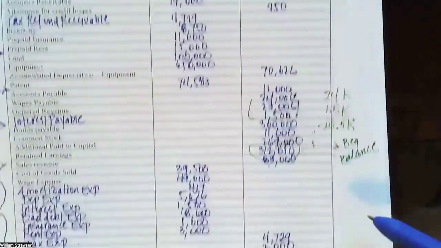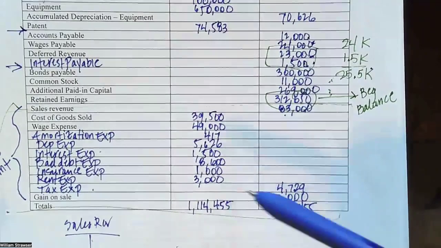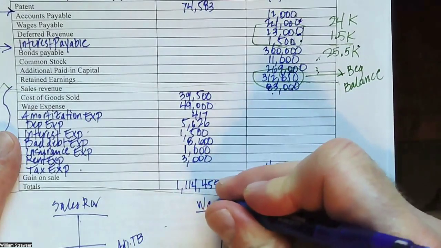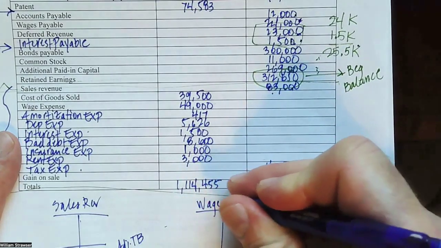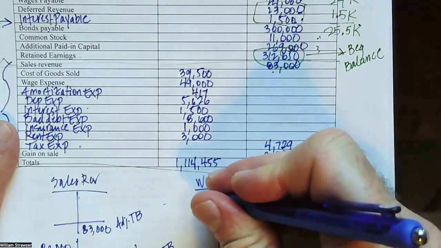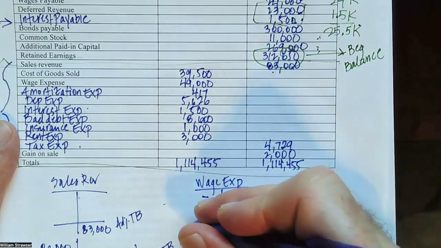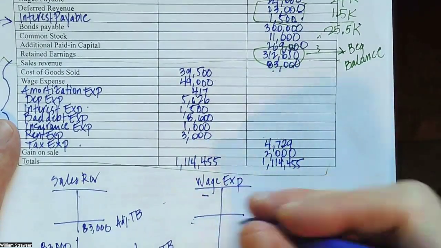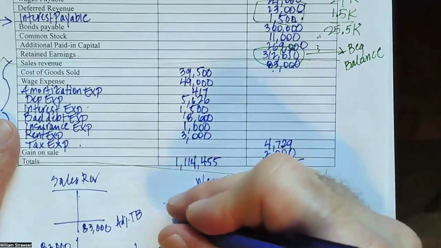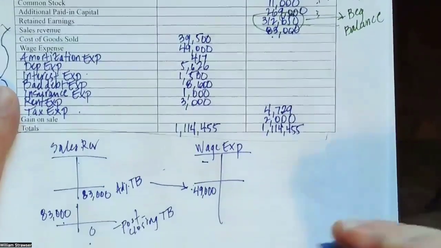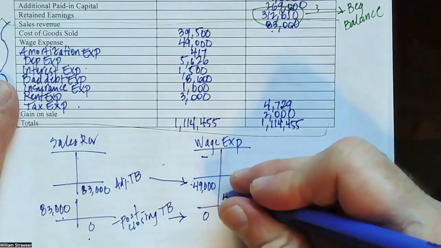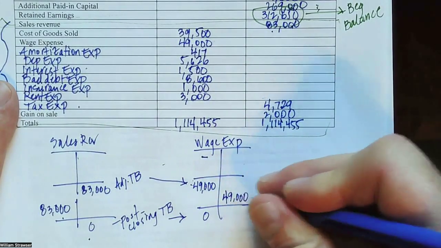Now we need to close all of our expense accounts. I'll do an expense account just to show you the same idea, except in reverse from the revenues. It applies to expenses. So wage expense started off without a balance, got up to a $49,000 debit balance at the unadjusted trial balance date. We need it to be zero post closing. So we would just credit this account to close it out.